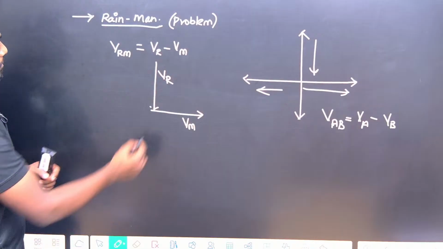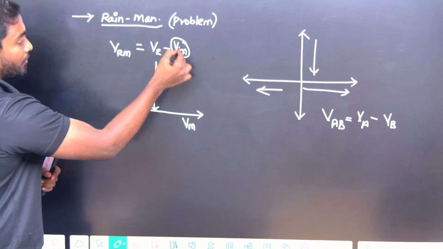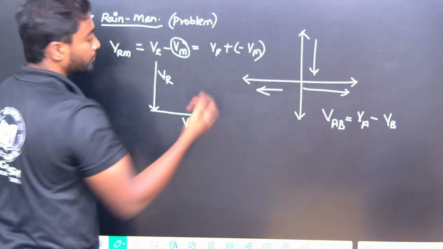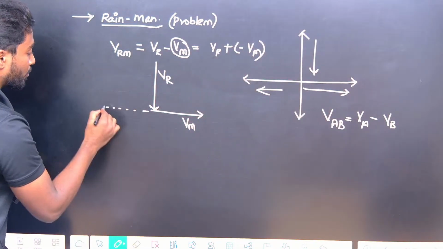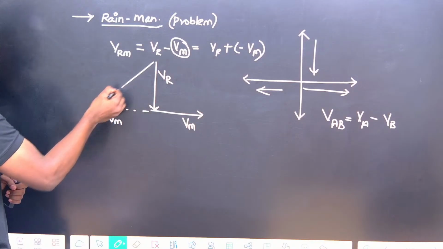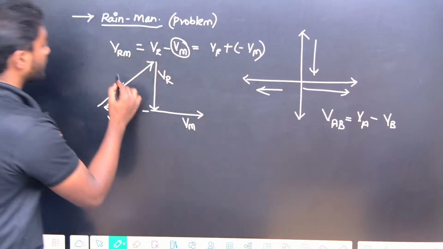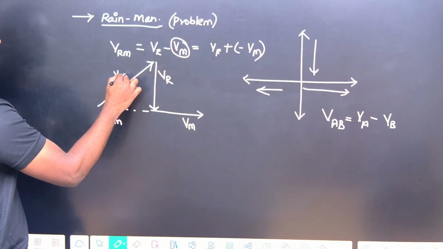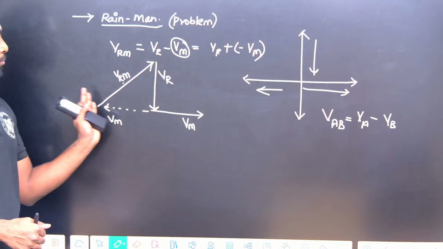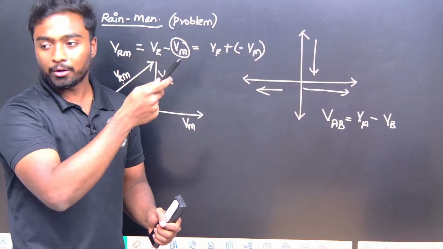Okay. Now, I can take velocity of the rain plus minus velocity of the man. So I will take it in the negative direction. So this is my velocity of the man. So the resultant will be in this direction. Sorry, this is my resultant, velocity of the rain with respect to man. Okay. So if rain is falling in this direction and a man is walking in this direction, he needs to hold his umbrella in this direction. Right, you need to hold the umbrella in this direction.